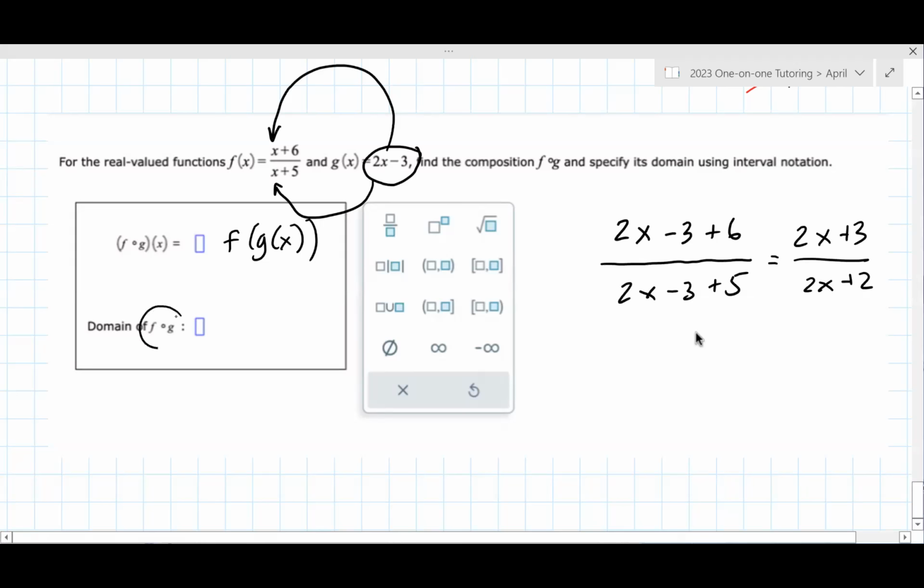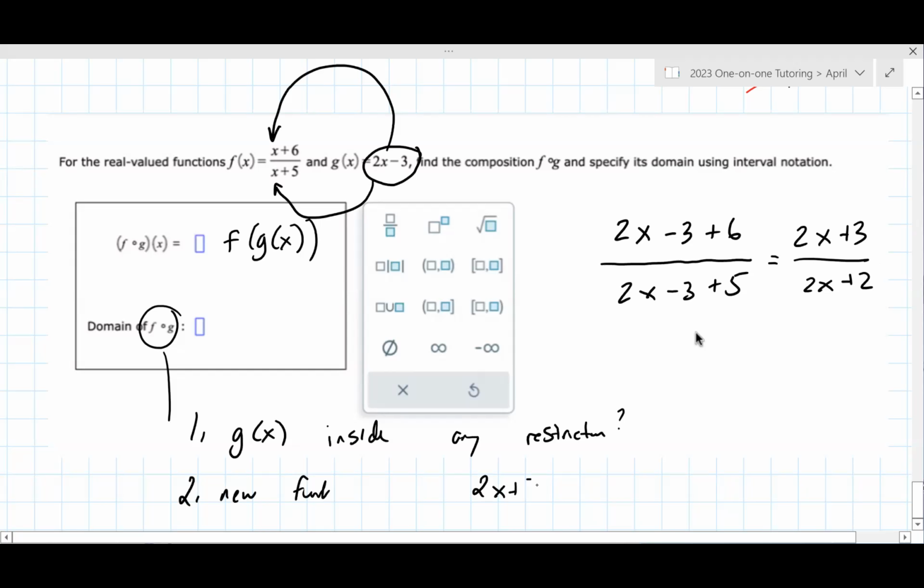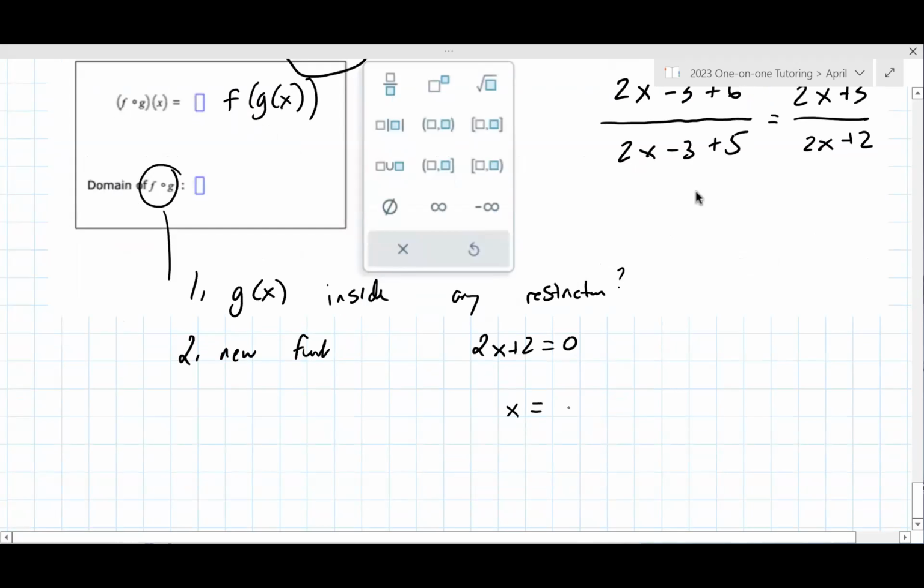To find the domain of the composition, first thing is you look at the original g of x, the inside one, and you look and see, are there any restrictions? Well, g of x is nothing, so you just look at it and you're like, oh, there's no restrictions. Then you go to the new one and look at it. Are there any restrictions on the new one? You cannot divide by 0. So you set the bottom equal to 0, and you find that x equals -1, that's a restriction.